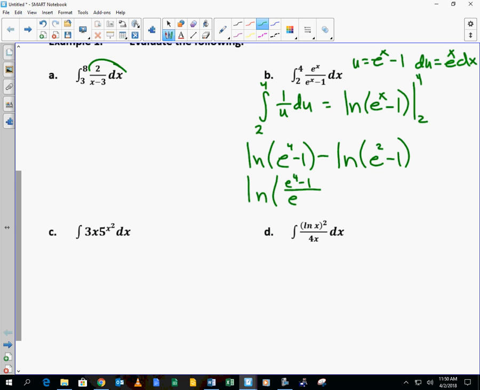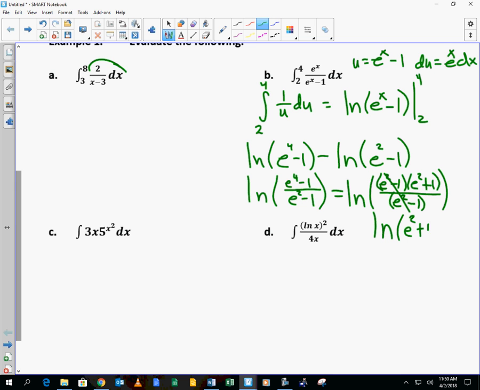Very good. Jill sees it. Natural log of e to the 4th minus 1 over e to the 2nd minus 1. And she sees that the top does factor: natural log of e squared minus 1, e squared plus 1 over e squared minus 1. And you can see that the e squared minus 1's cancel, so you're therefore left with the natural log of e squared plus 1. But you remember all of your logarithmic properties, right?